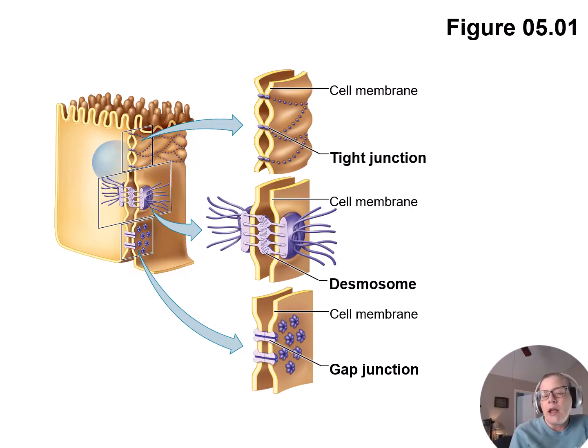Desmosomes are similar in that they're also designed to fuse cell membranes together, but these are more like spot welds located in very particular areas between two cell membranes. You can find desmosomes in places like the skin. Lastly, we have gap junctions. Gap junctions are small tubular channels that are made of multiple proteins that all work together to create a small tube. And that tube allows small substances like ions and glucose to pass in between cells.